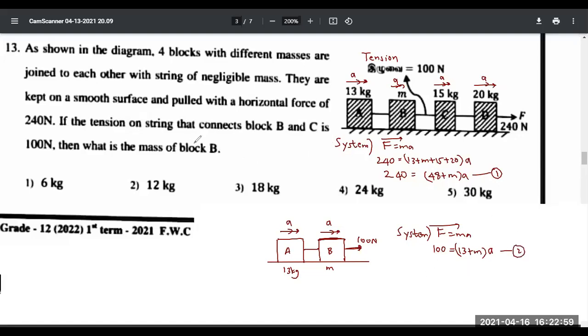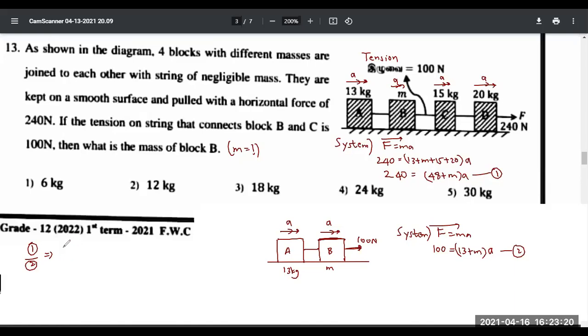Our target is finding the mass of block B, which is m. We have taken it as m. Right. So I need to get rid of a. What is the only thing I have to do? Let's divide the first equation by the second one. 240 divided by 100 is, you can divide both by 20, 12 by 5, isn't it?